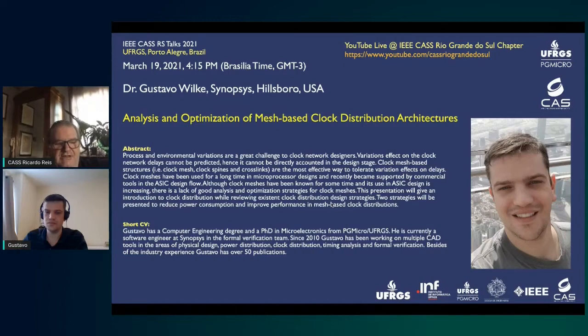So, Gustavo has a computer engineering degree and a PhD degree in microelectronics from PGMicro at Federal University of Rio Grande do Sul, Brazil, and he's currently a software engineer at Synopsys in the formal verification team. Since 2010, Gustavo has been working on multiple CAD tools in the areas of physical design, power distribution, clock distribution, timing analysis, and formal verification. Besides the industry experience, Gustavo has also over 50 publications. Also, Gustavo has worked with Intel for several years.